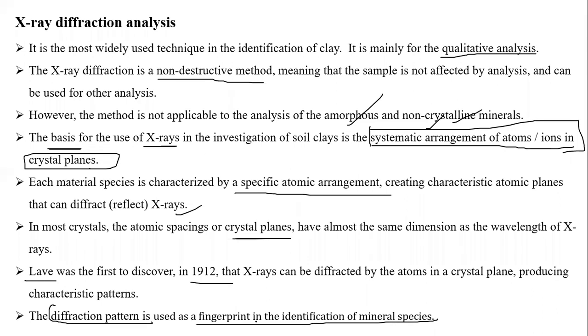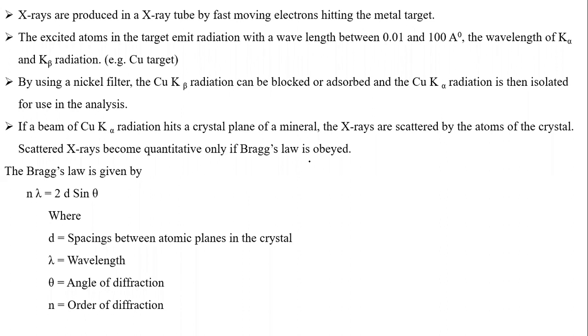So this is regarding X-ray diffraction, but we will go in depth. What is an X-ray? Students, how are these X-rays produced? Very elementary, we usually learn this in plus two. Generally, we use fast moving electrons hitting a metal target. Do you know why the name X-ray was started? Anyhow, X-rays are produced by hitting a metal target, and the excited atoms give a wavelength of around 0.1 to 100 angstroms.